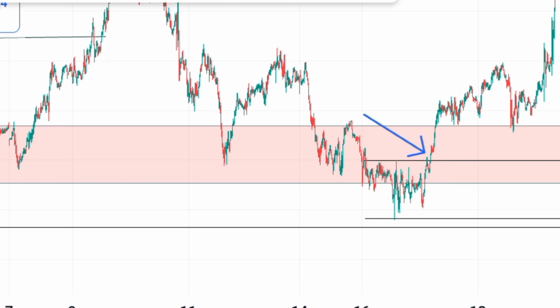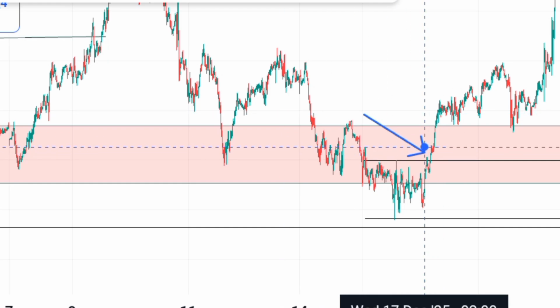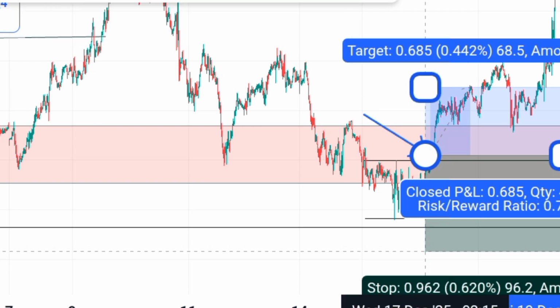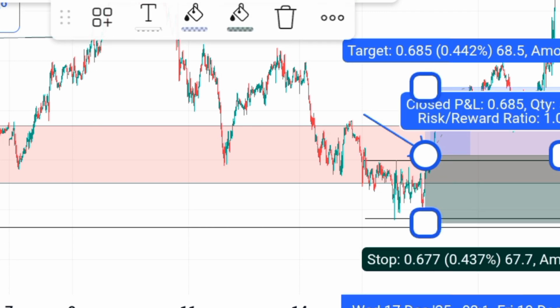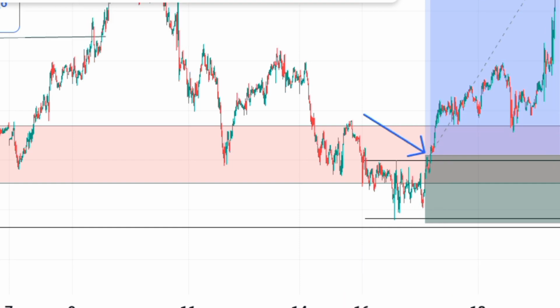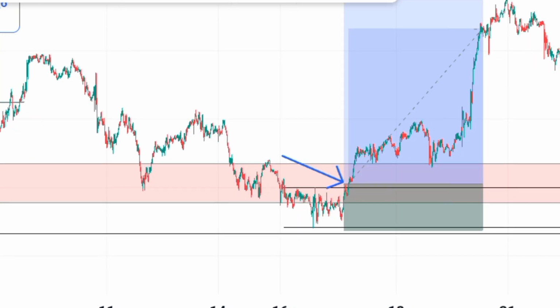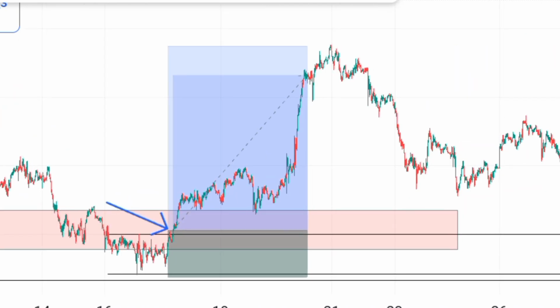When you enter after the break of that range, you put the stop loss just below these lows. The TP is always 1 to 2 or 1 to 3, according to your risk tolerance. You can see how the market moved after that. But remember, we got that zone on our higher time frame, guys. That's where you have to get the zones you trade from.